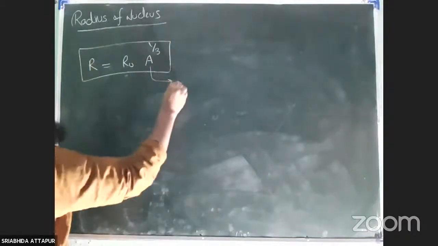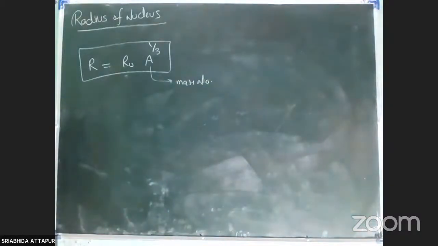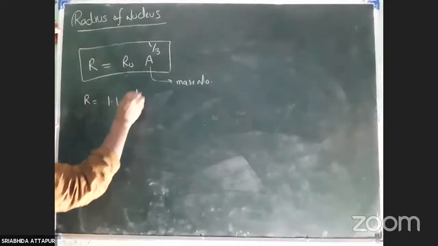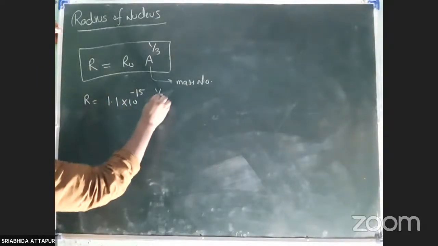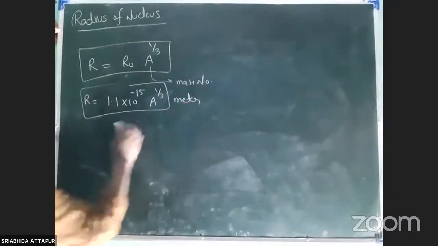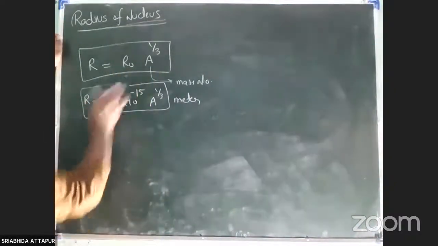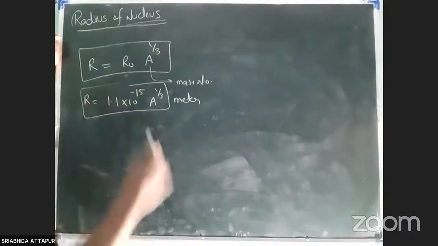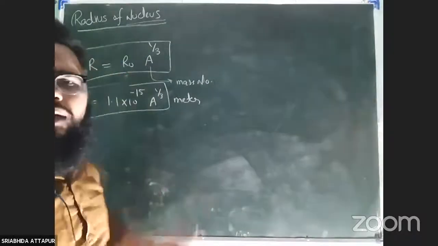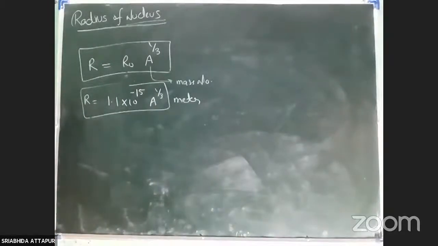Where A is the mass number. I think everyone knows this also; I think in chemistry sir told. So what is the R naught value? 1.1 into 10 power minus 15 meter, and R equals R naught A power 1 by 3. Sometimes in the JEE Main exam they may ask questions from here. What is the radius of the nucleus? Sometimes it is a direct question, sometimes they may give the mass number and ask what is the radius of that nucleus. This kind of thing you should know.